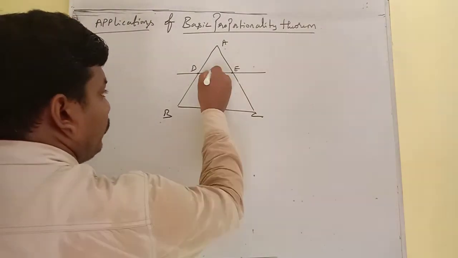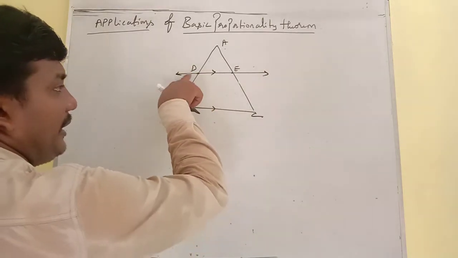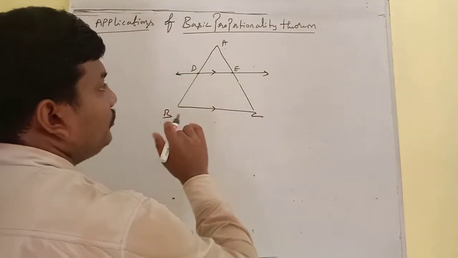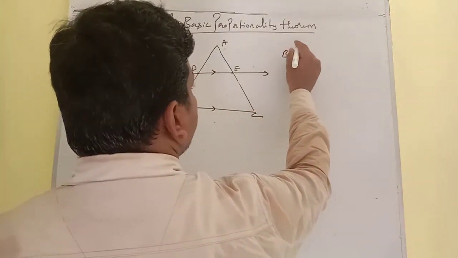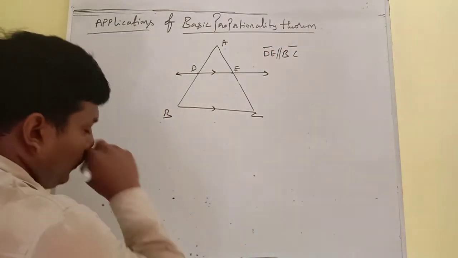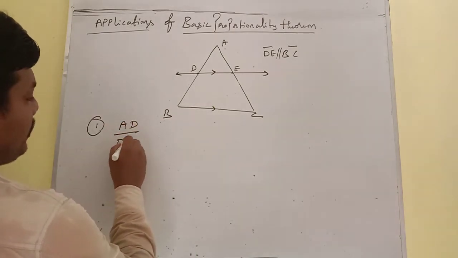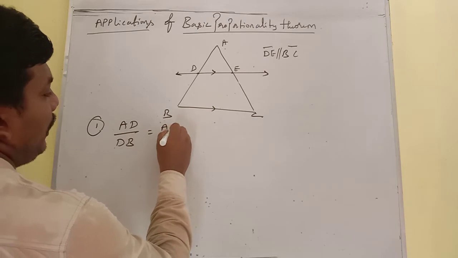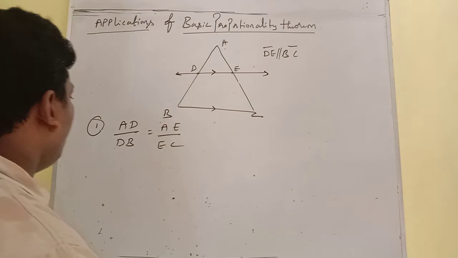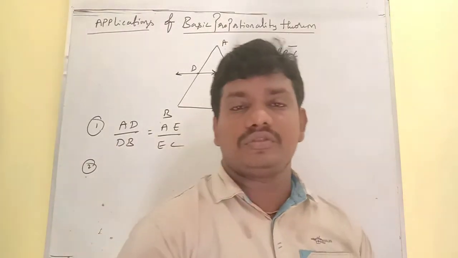The two sides are divided in the same ratio. This is a line which divides AB at D and AC at E. So DE is parallel to BC. When DE is parallel to BC, what we conclude is that the first statement is AD by DB is equal to AE by EC. Now, this is an application of the basic proportionality theorem.